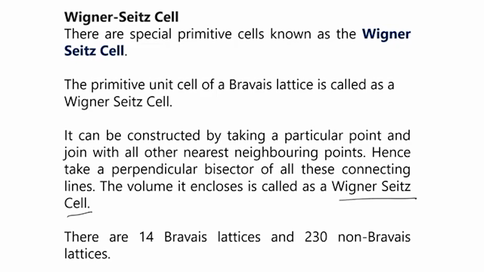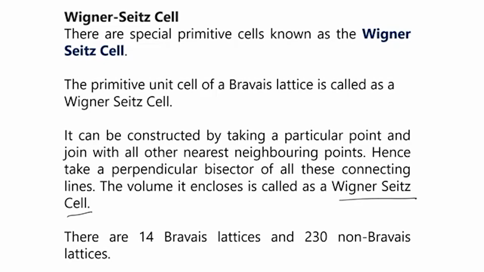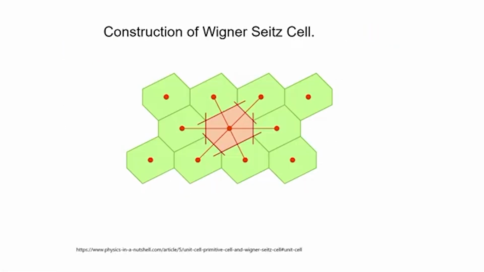Let us just go over it for clarity once more. You take a particular point and then you join it with all other neighboring points that are nearest neighbors, and then you draw perpendicular bisectors, and these perpendicular bisectors from all sides will enclose a volume, and that volume is what we know as the Wigner-Seitz cell. So, there are 14 Bravais lattices and 230 non-Bravais lattices. Some of these are pure information. So, let us see the construction of a Wigner-Seitz cell more carefully.